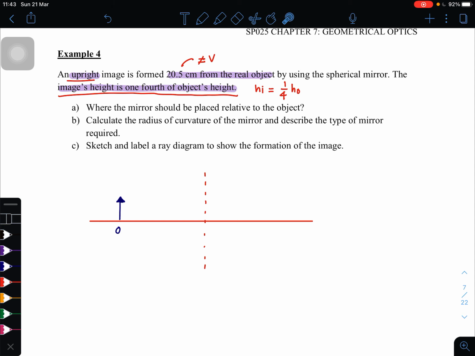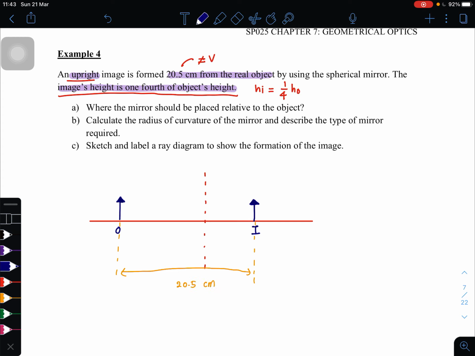And then we have image. So we just assume image dekat belakang. So this will be the image. And dia bagi tahu statement dekat sini, image is formed 20.5 cm from the real object. Maksudnya image ni terbentuk 20.5 cm daripada objek. So maksudnya distance image daripada objek tu 20.5 cm. So meaning that here, distance ni adalah 20.5 cm.